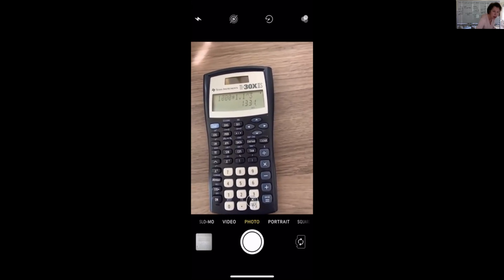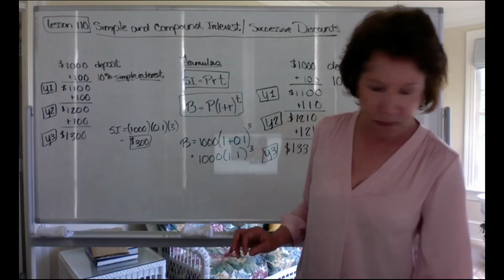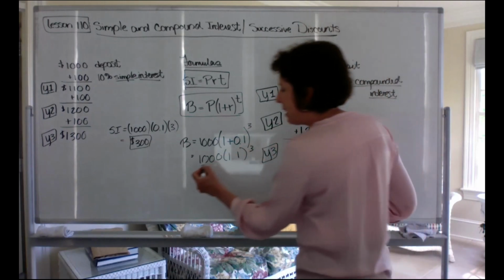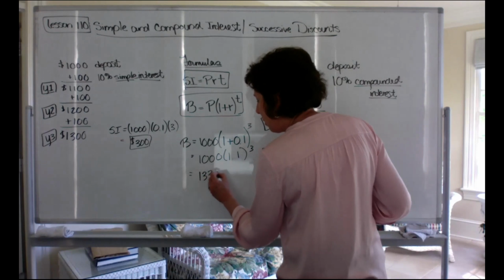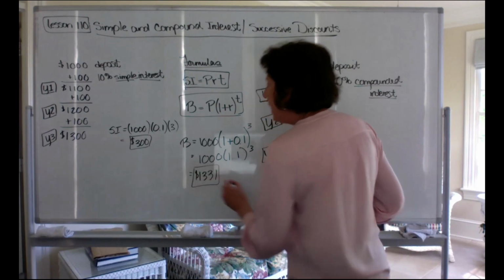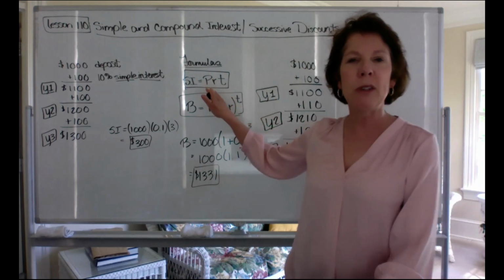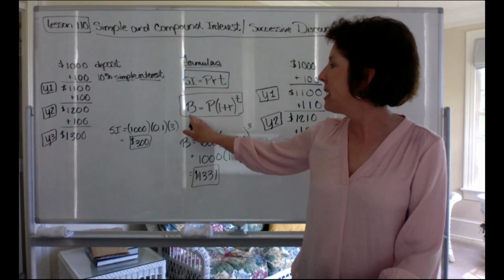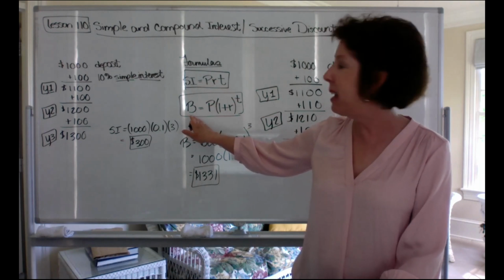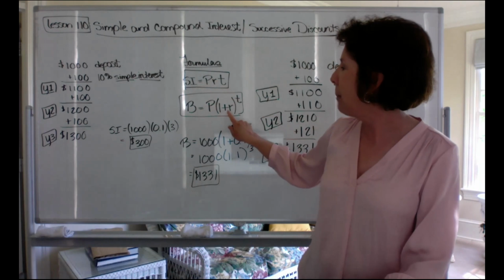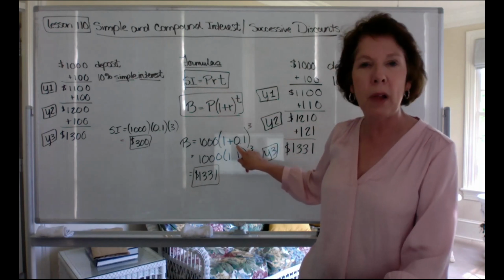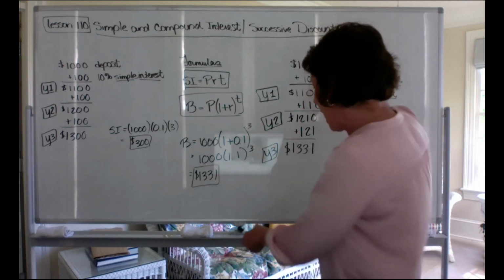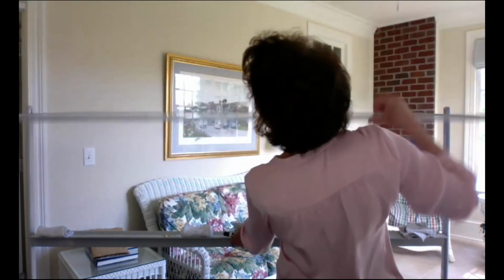So let me stop sharing here. And we're back. And here it is, 1,331, but we did it with our calculator, 1,331. So there you go. Here are our two formulas. Simple interest is principal times rate times time, and my compound interest is the final balance in the bank is going to be the principal times 1 plus R, 1 plus the rate of interest raised to the T power.